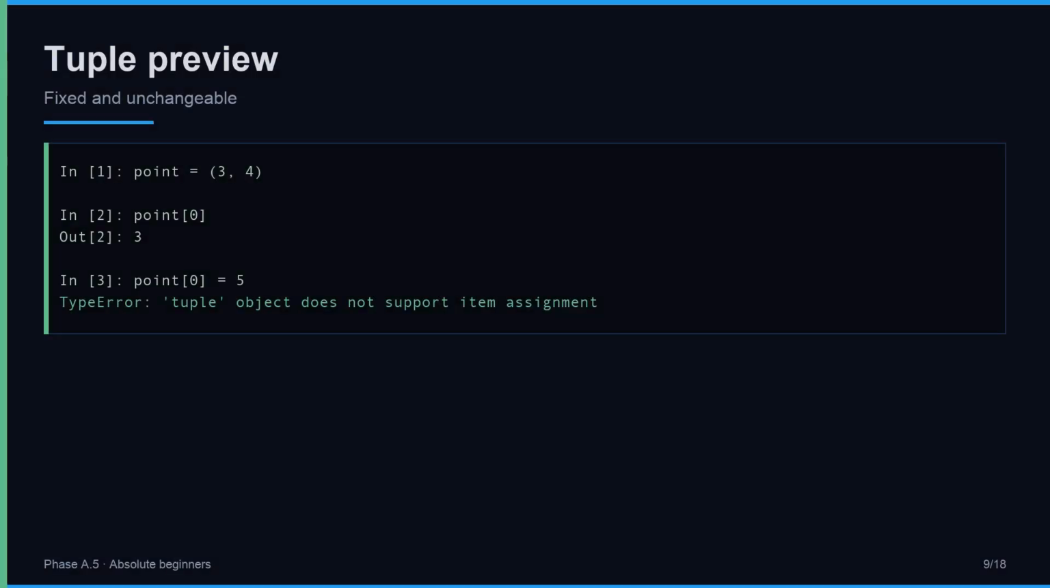Here is a tuple. Point equals 3, 4 inside parentheses. It looks like a list, but it is fixed, you cannot change it after creation. Point square brackets 0 gives 3. But trying to set it to 5 raises type error. Tuples are for data that should not change, coordinates, configuration, fixed records. We explore why you would choose a tuple over a list in its own lesson.